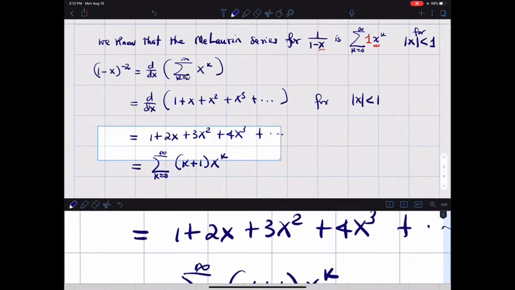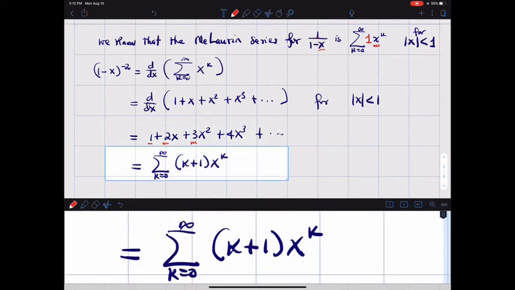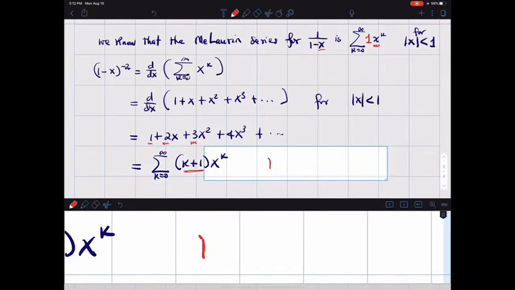Why k plus 1? When k is 0, we have 1. That's 0 plus 1. When k is 1, we have 2. That's 1 plus 1. This is 2 plus 1, etc. So that's why we have k plus 1. I want you to find the interval of convergence.